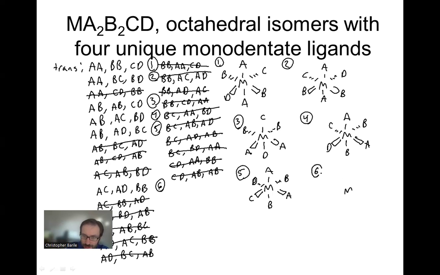And structure 6 is A and C, and A and D, and B and B. Okay, so last thing we can ask: at this point, we have figured out that we have 6 unique stereoisomers.